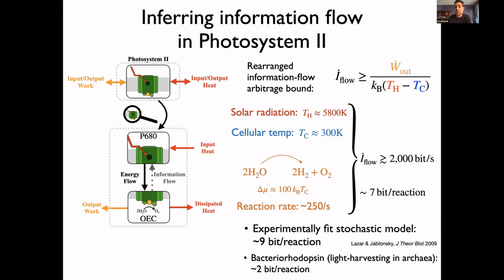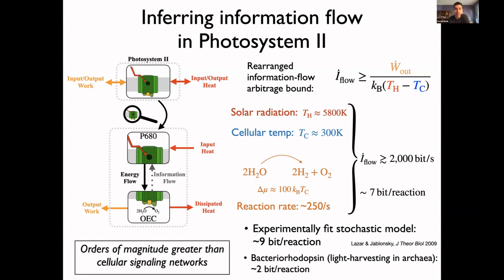this machine. And I say surprisingly high because similar kinds of analysis have been done in very different contexts. For example, cellular signaling networks, often related to some of the chemotaxis behavior that we heard about a couple talks ago, and they find orders of magnitude smaller information rates than the kinds of rates that we are inferring here, that we are calculating as bounds.